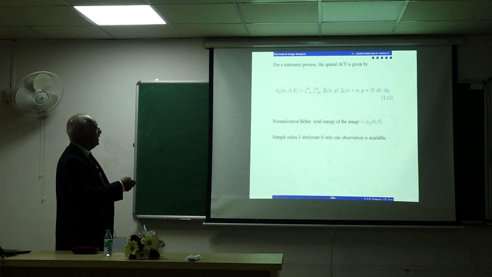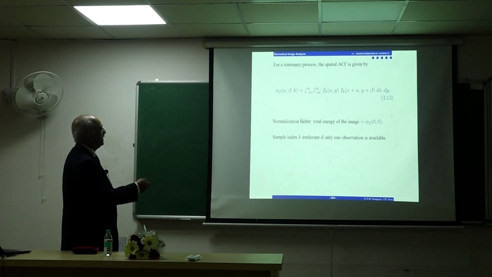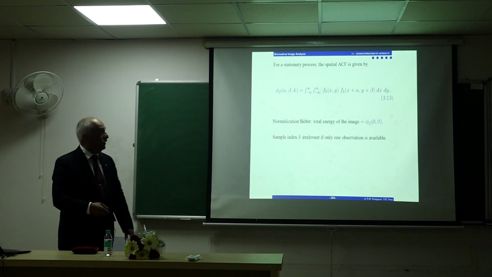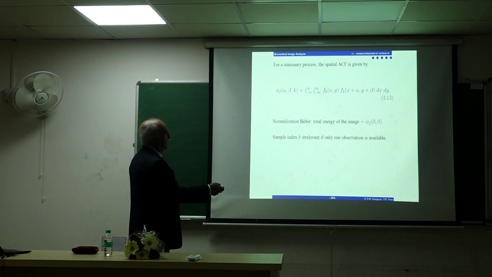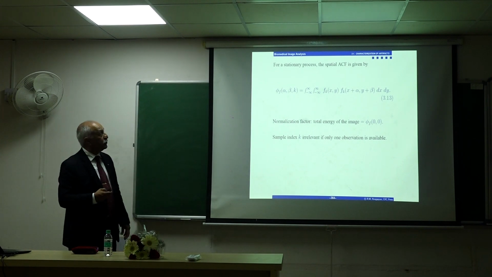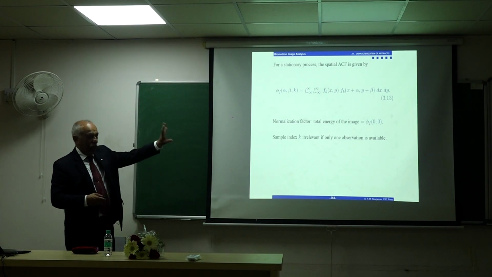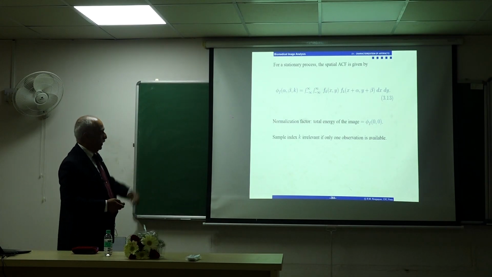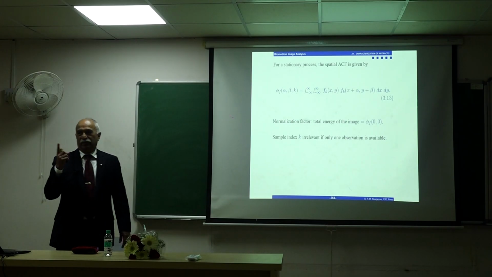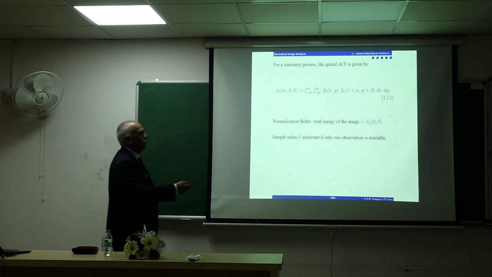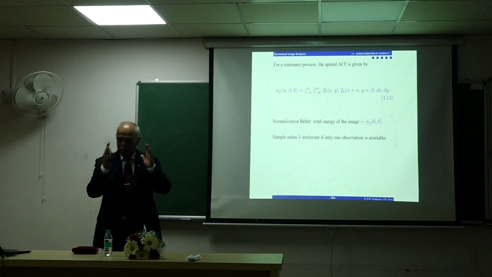The autocorrelation function is given by phi(alpha, beta, k), where you have the kth observation. There are multiple observations of the kth image f_k(x,y) and f_k with the shift, dx dy, integrated over space. You may normalize this with phi_f(0,0), which is the energy of the image. If you want that to be normalized, then it will be a maximum of 1. The sample index k is irrelevant if you only have one image, one observation. Then you can only do spatial averaging on that image.